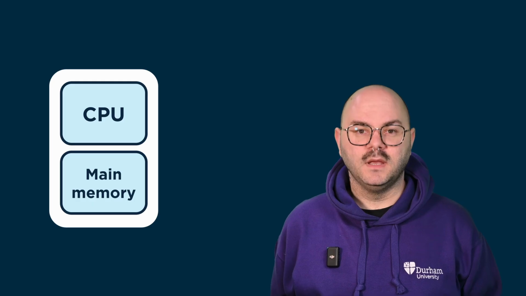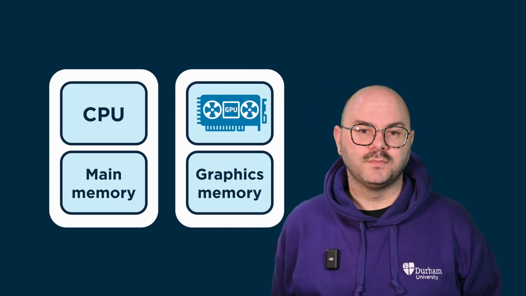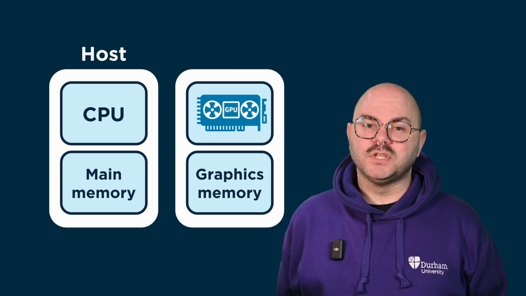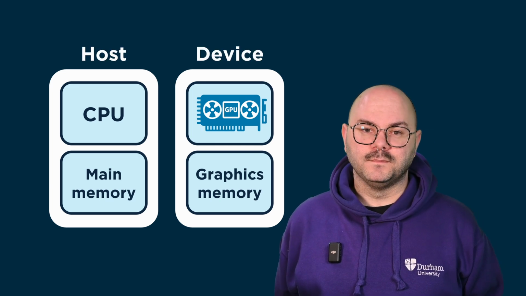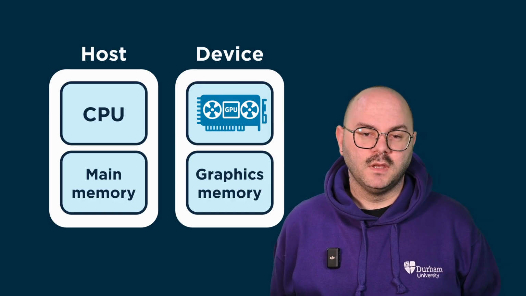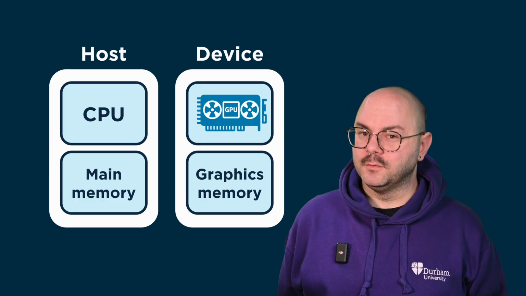Throughout this lecture, we will make a distinction between the CPU and the associated main memory, and the GPU and its graphics memory. We refer to the CPU and its memory subsystem as the host, and the GPU with its memory as the device. Some modern chips incorporate both processing units with shared memory. We ignore this complication for now.